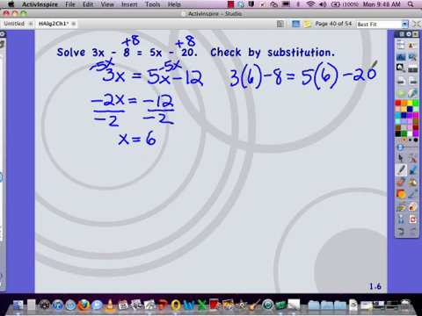So continuing, 3 times 6 is 18. 18 minus 8 on the left-hand side. 18 minus 8 is 10. Going to the right-hand side, 5 times 6 is 30. 30 take away 20 is 10. 10 equals 10, and it checks. So we verified that our solution x equals 6 is correct.